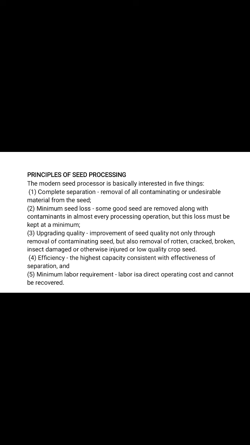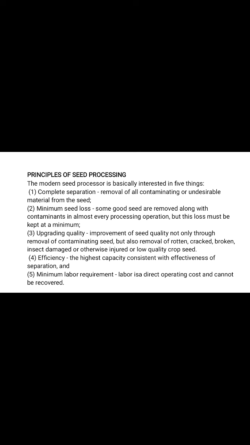Principles of seed processing. The modern seed processor is basically interested in five things. First is complete separation, meaning removal of all contaminating or undesirable material from the seed. Second, minimum seed loss. Some good seed are removed along with contaminants in almost every processing operation, but this loss must be kept at a minimum.